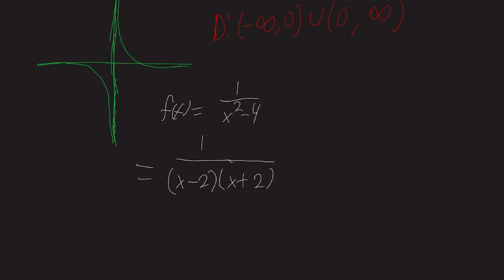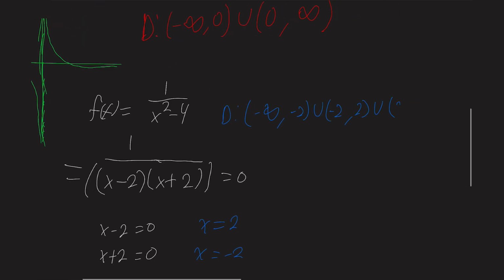Okay? Therefore, I need to figure out what makes this expression equal to 0. So either x minus 2 can equal 0, or x plus 2 can equal 0. So we need to find when both of those instances are true. The first one is true when x equals 2. The second one is true when x equals negative 2. Therefore, if I'm going to write my domain, it's going to be negative infinity up to but not including negative 2, union negative 2 up to but not including 2, union 2 up to infinity. That's going to be my final answer for the domain of this function.